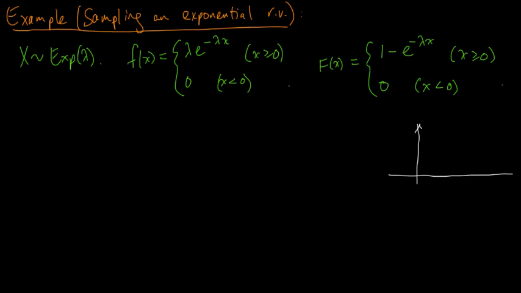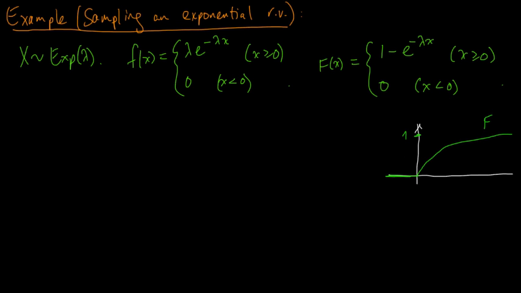So let's do it in green to be consistent here. This capital F, the CDF, it's 0 here. And then when x is 0, it's still 0. And then it starts increasing, and as x goes to infinity, it's converging to 1. This is F.